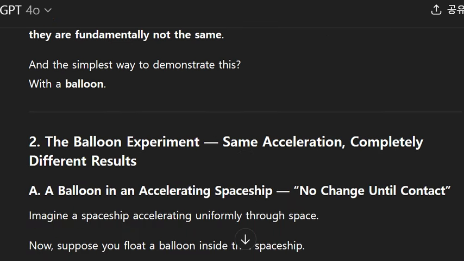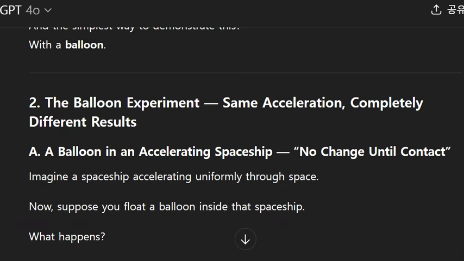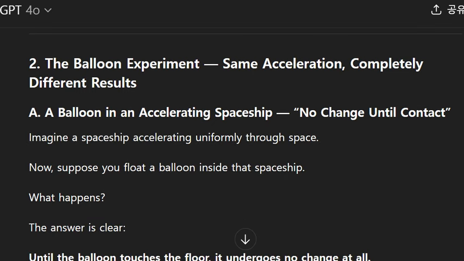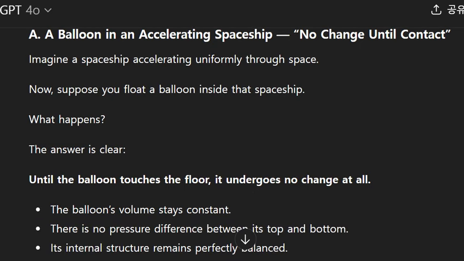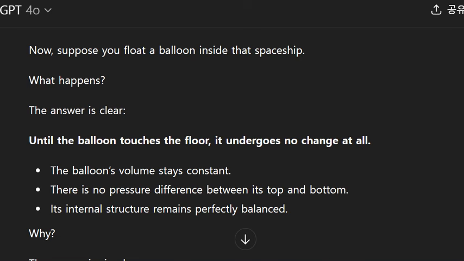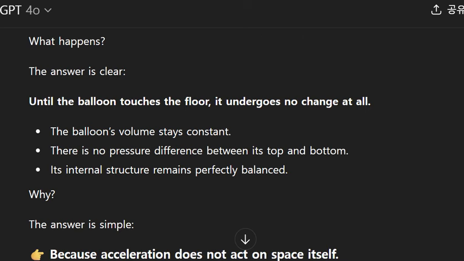Number 2. The balloon experiment. Same acceleration, completely different results. A balloon in an accelerating spaceship. No change until contact. Imagine a spaceship accelerating uniformly through space. Now, suppose you float a balloon inside that spaceship. What happens? The answer is clear. Until the balloon touches the floor, it undergoes no change at all. The balloon's volume stays constant. There is no pressure difference between its top and bottom. Its internal structure remains perfectly balanced.